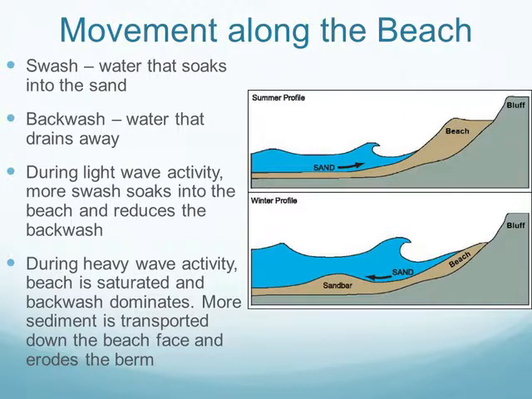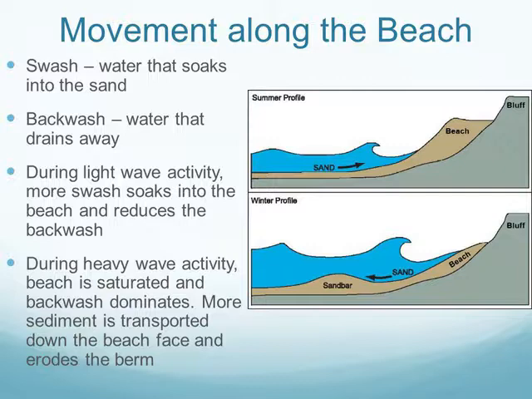So there's a couple different types of movement along the beach. So you'll have your forward and backward movement, which is basically the water coming onto shore, which is swashing the beach. So that swash is the water that comes onto the beach and soaks into the sand. And then any water that goes back out into the ocean, that would be known as backwash. So that's the water that after it soaks into the sand, it doesn't stay in the sand. It comes back out and drains back into the ocean.